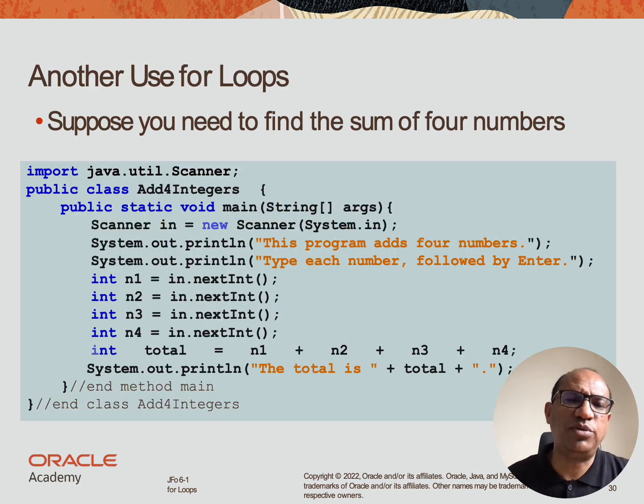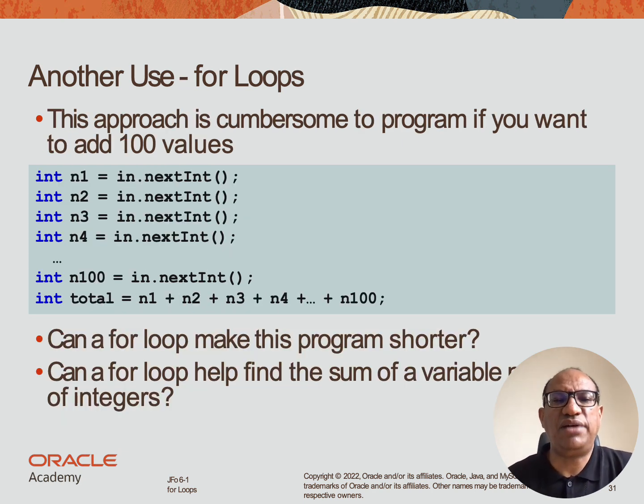Now let's apply for loops in a real scenario. Say you want to add 4 numbers together. You could write int n1 = in.nextInt(); int n2 = in.nextInt(); but that gets messy fast, especially if you need to add 100 numbers. And yeah, if you have 100 variables, int n1, int n2, until int n100. There's a better way.